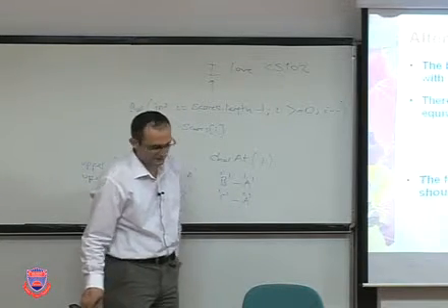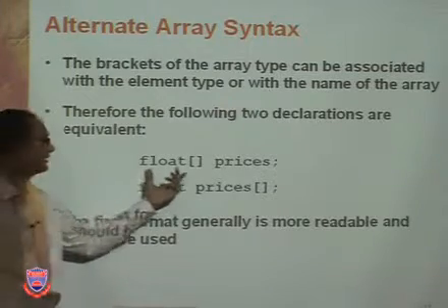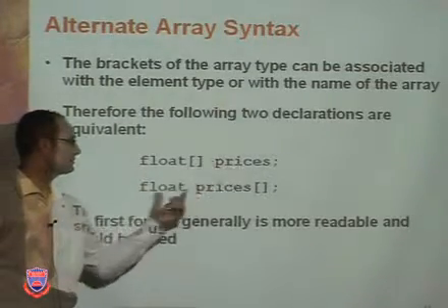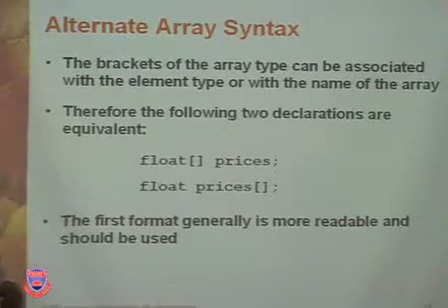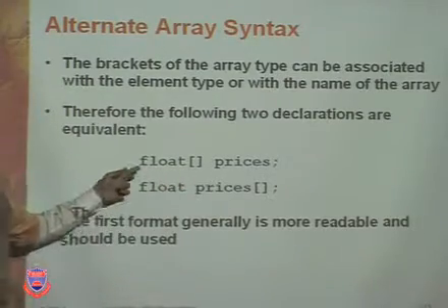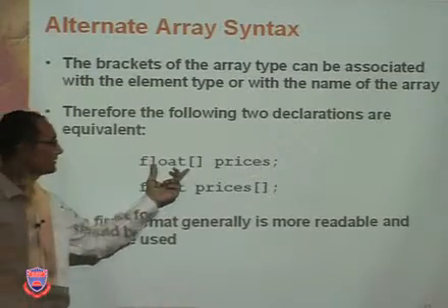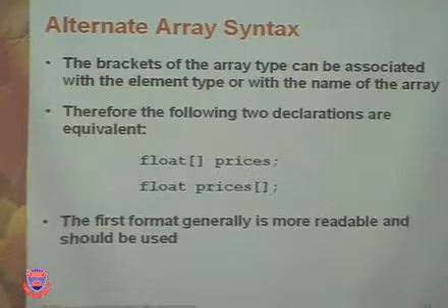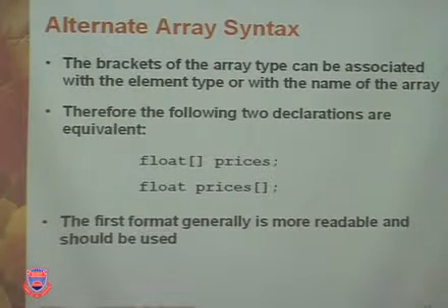So in Java, you can represent arrays using both of these methods. You can have float[] prices or float prices[], which will both mean the same thing. However, usually the convention is to use this type of representation. This is more meaningful and more readable compared to the other one. But if you choose to use the other one, that's also possible.